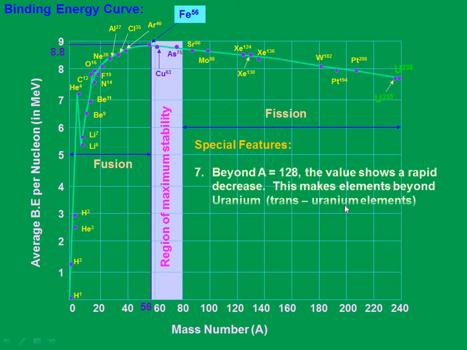Beyond A equal to 128, the value shows a rapid decrease. This makes elements beyond uranium, called transuranium elements, quite unstable and radioactive.